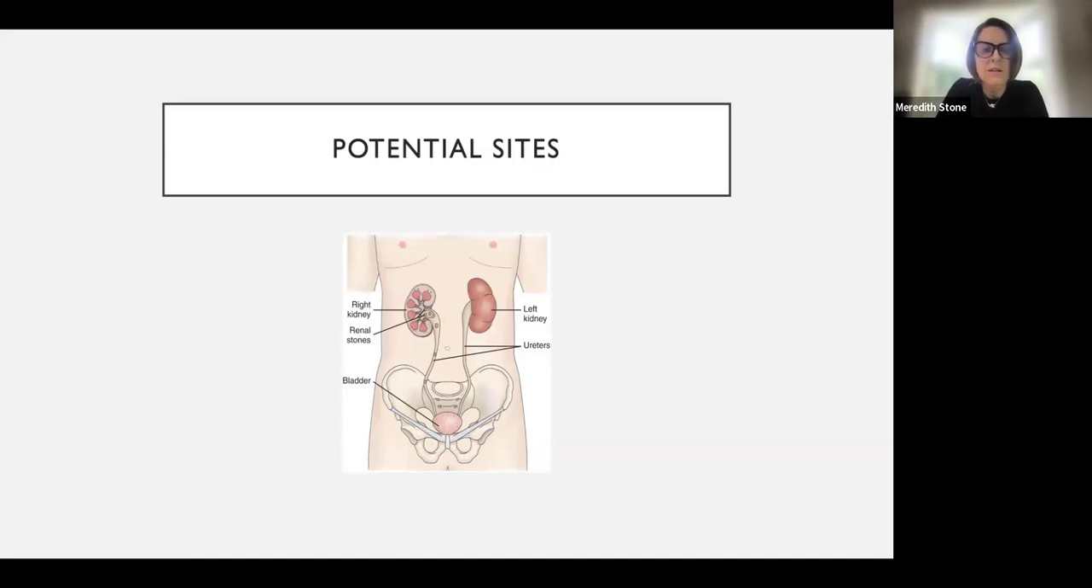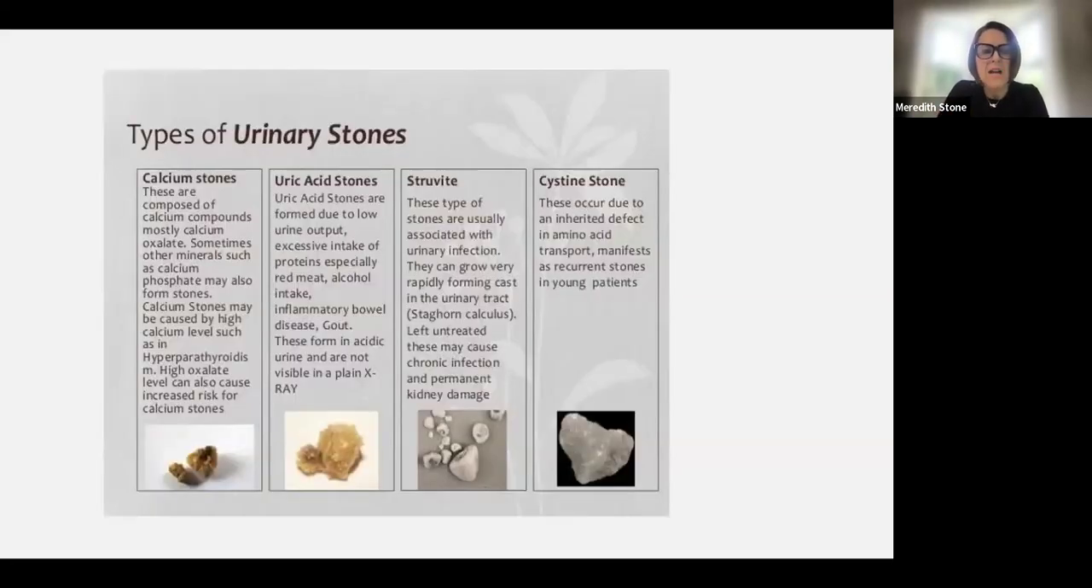But here are the different areas you can have stones, right? So you can see they can collect and develop in the kidneys themselves for renal stones, in the ureter, or also in the bladder, okay? So lots of places where they can develop. These are the different types of urinary stones. And again, take a look at the shape of those stones, okay? Just imagine trying to pass those, right?